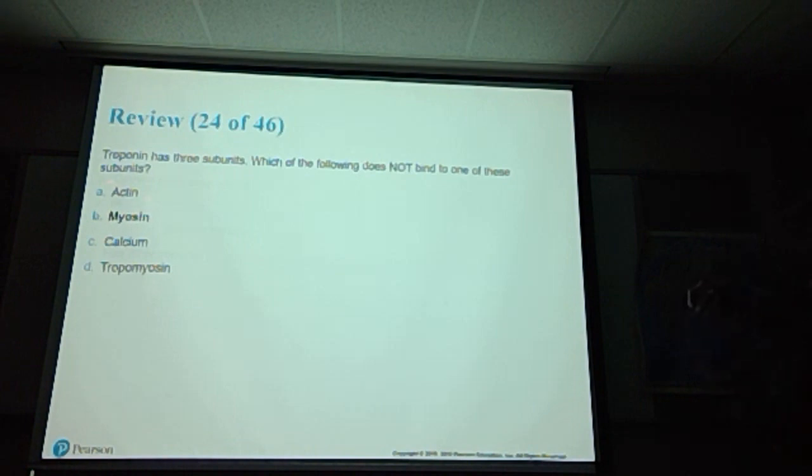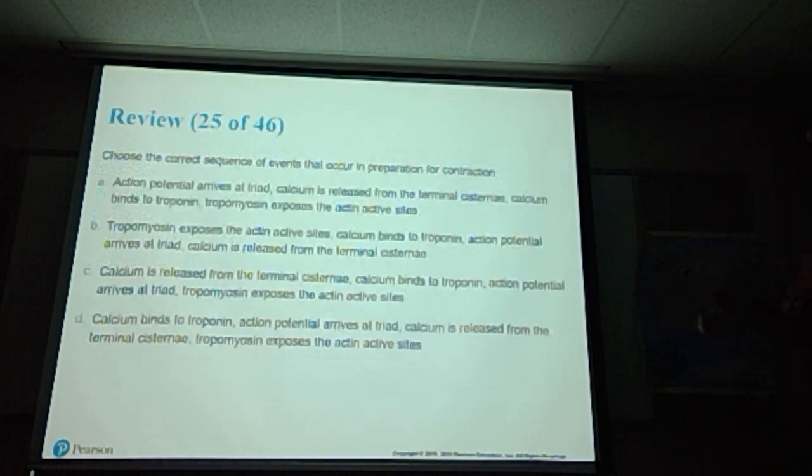Myosin. The actin, the calcium, and the tropomyosin all bind to troponin. Choose the correct answer, the sequence of events that occur in preparation. So you've got A, B, C, and D. They're all parts of the system. What is the order they should be?